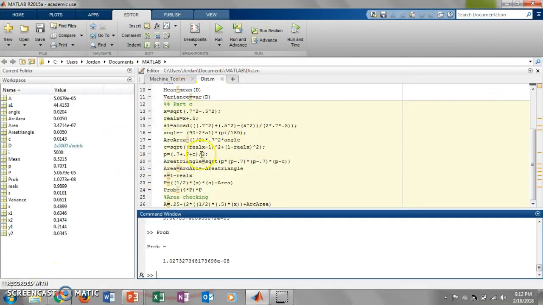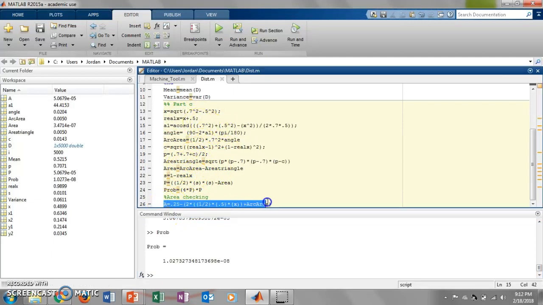And here's the code. We did it both ways. We did formulating the area directly, and then formulating the area based on the other areas minus that 0.25 in that area. And then our probability is this 4p times p, and that is this value right here.